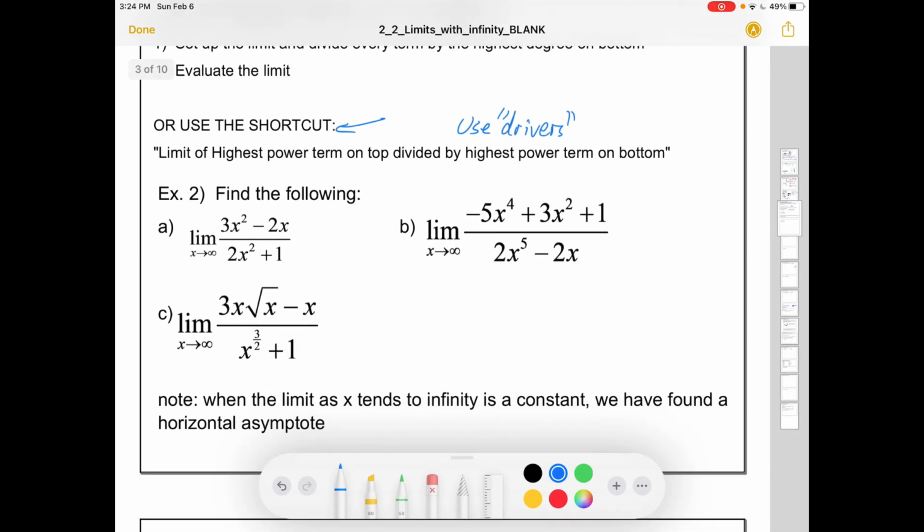When the limit as x tends to infinity or negative infinity turns out to be a constant, that means we found a horizontal asymptote. In that other one that we just looked at, there was a horizontal asymptote at 2.5. That's because of the limit. And up to this point, horizontal asymptotes have been tricky to find, but now we've got this calculus definition. Just look at the limit as you go to the far right.